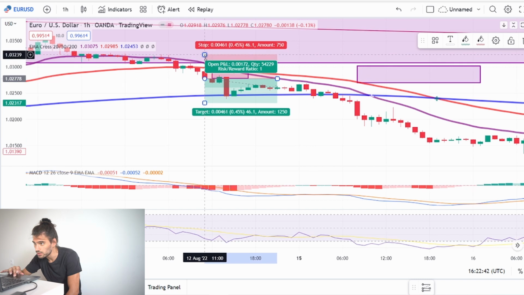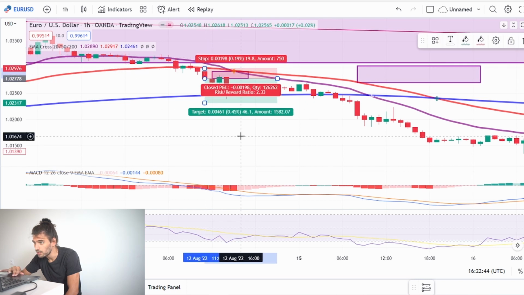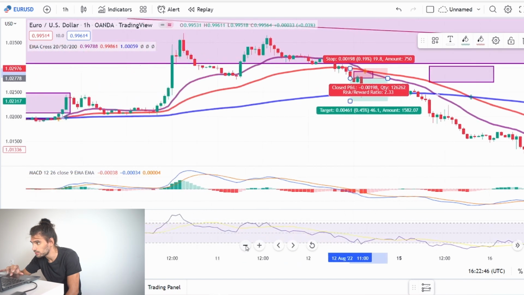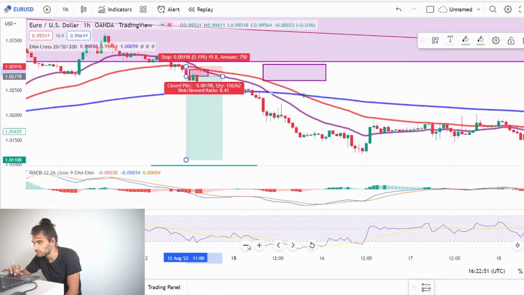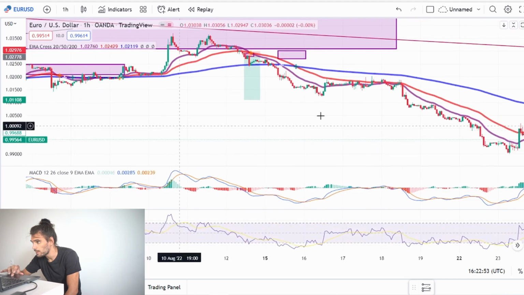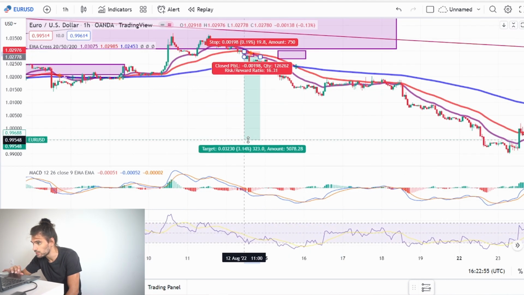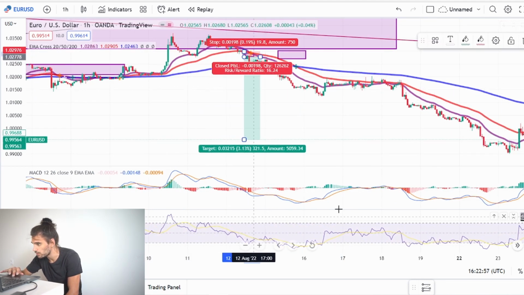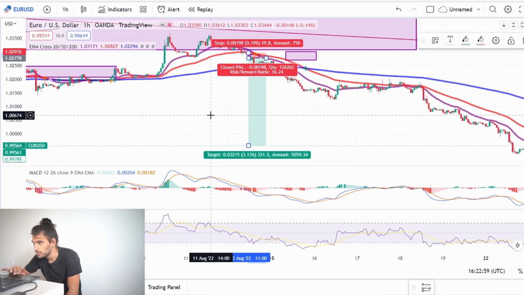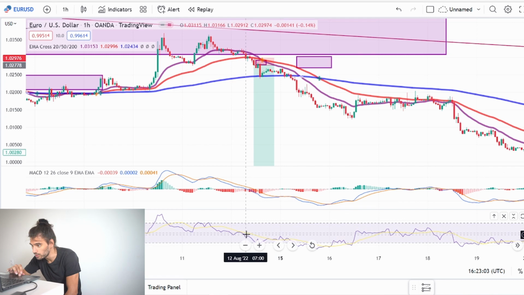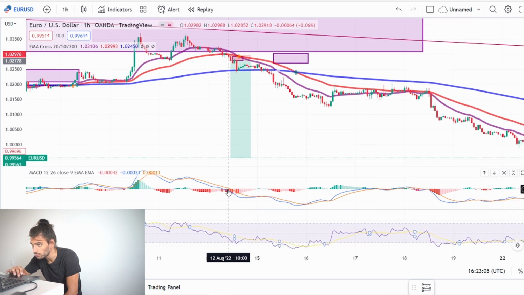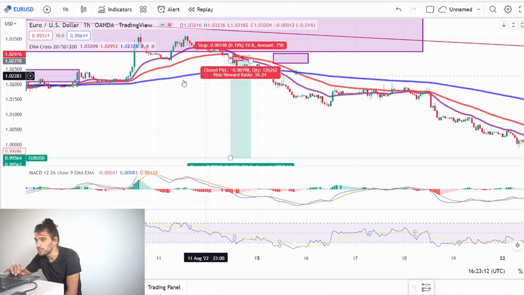Stop loss was around here, and my target was all the way down to these levels. So this is where I exited the trade. So you can see here 1 to 15 trade pretty much, and here on the 1 hour chart we see the MACD here below the 50 levels, and here we crossed the 0 levels, so suddenly trading below the 0 levels, and this was my entry point.